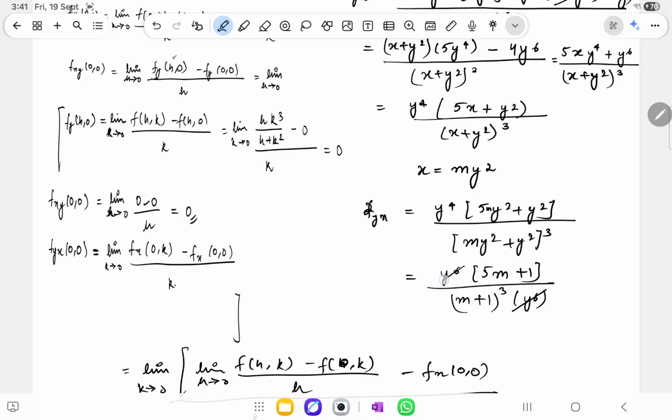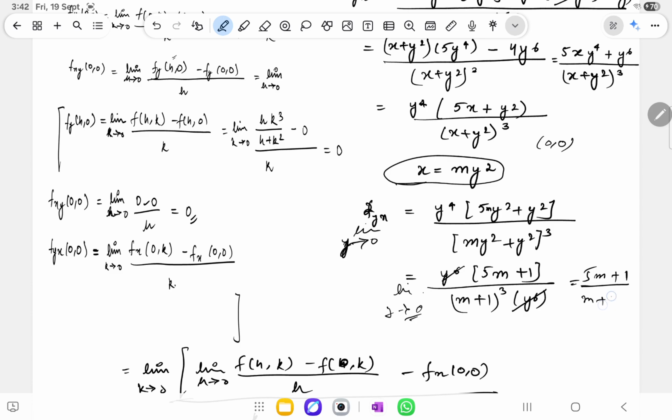And if we take its limit as y approaches 0, because we are supposed to check its continuity at (0,0), and we have assumed x to be this, it will basically reduce to the limit as y approaches 0. So from here you will get that the limit is dependent on the value of m, that is, the limit is not unique. So from there we can say that it is not continuous.